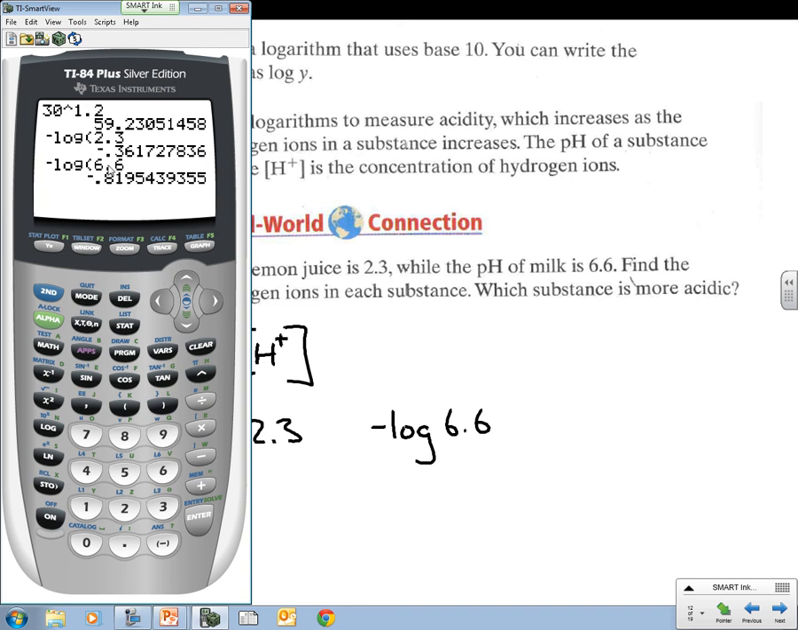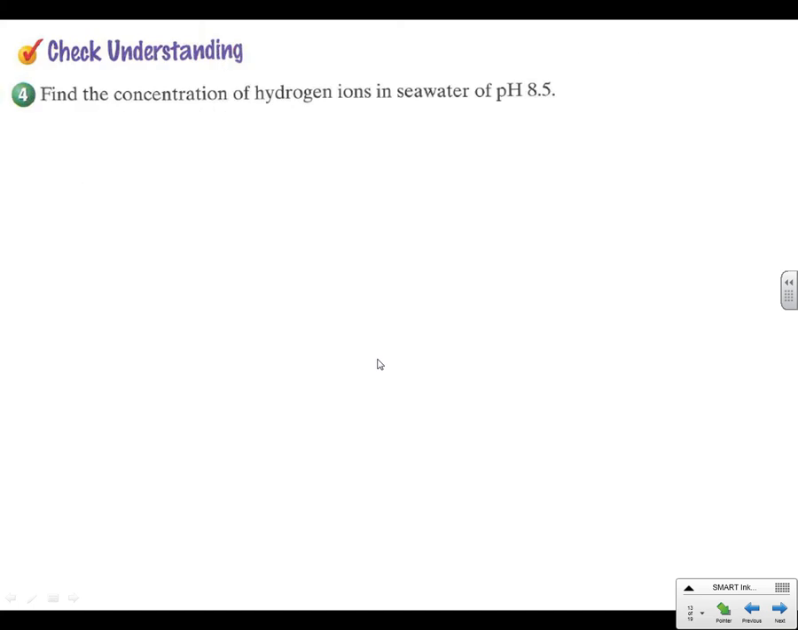All right, so just putting it into your calculator for this problem. You're going to do the same thing here for seaweed. All right, logarithm of 8.5.